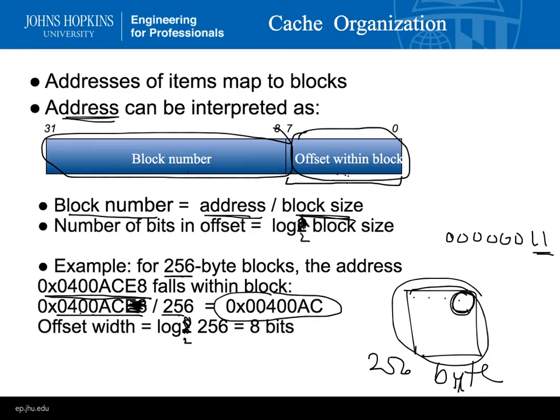I get the block number by just taking the upper bits. I figure out how big the offset is by taking the log of the size of the block. Everything above that number of bits is the block number. Everything below, everything within that, is the offset.